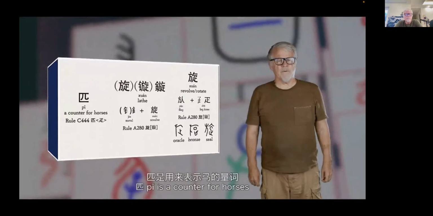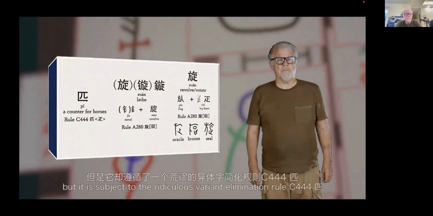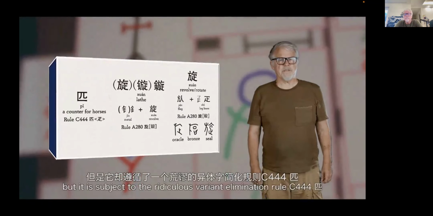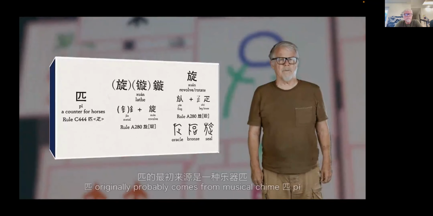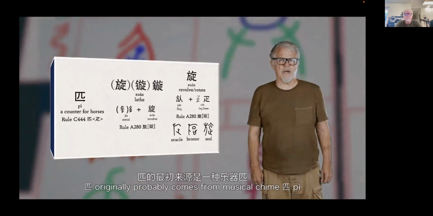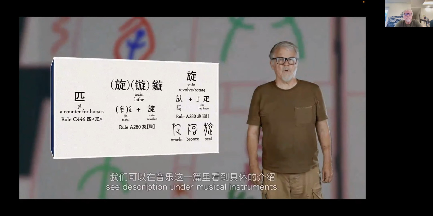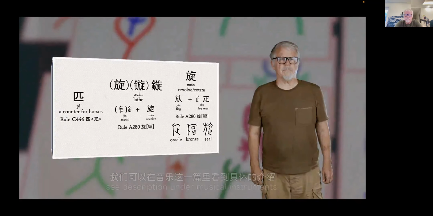P is a counter for horses. It has nothing to do with shu, but it is subject to the ridiculous variant elimination rule C444. P originally probably comes from the musical chime. P, you can see my description under the musical instruments section.